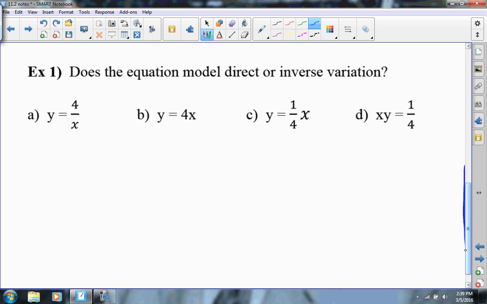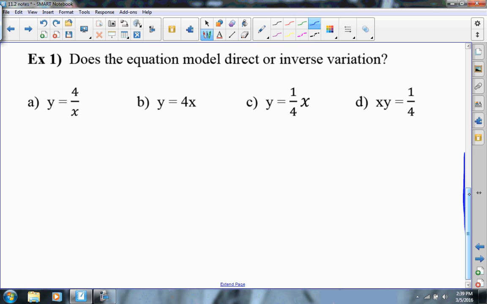So if we look at our first example here, you're going to see some problems like this in your homework as well, where they just want you to figure out if you have an inverse or a direct relationship between the variables in the equation. So for part A, we have y equals 4 divided by x, and since we're dividing by the variable, that's going to be inverse variation. You can divide by a number, that's okay. That's not necessarily inverse variation. But if you're dividing by the variable, that makes it inverse variation.